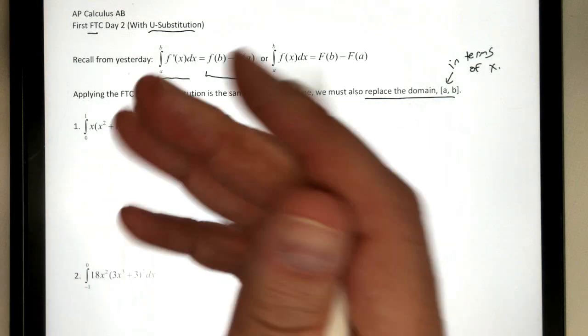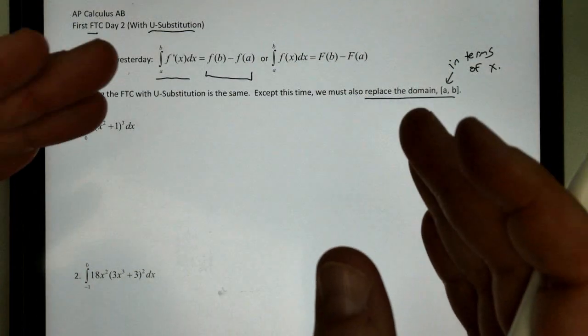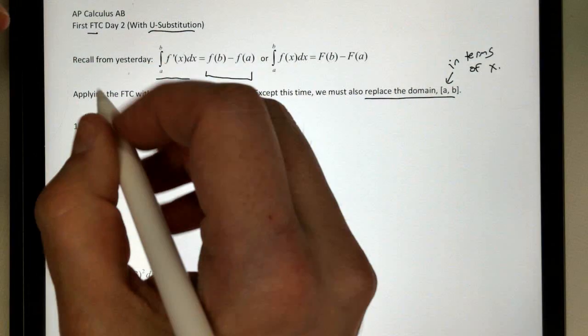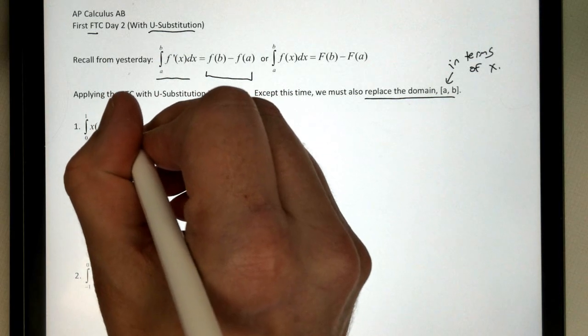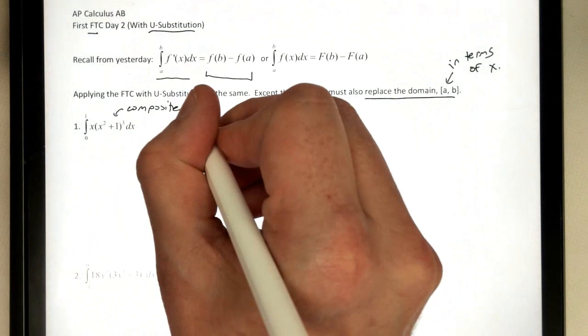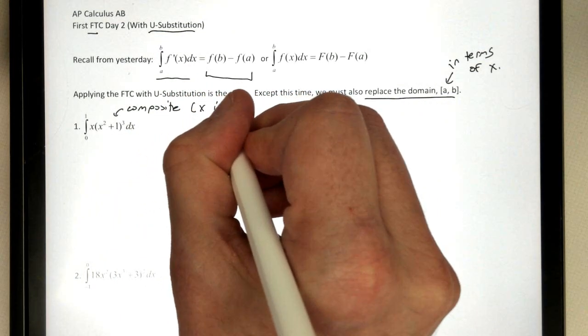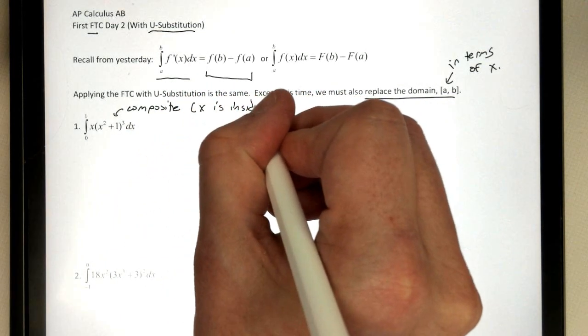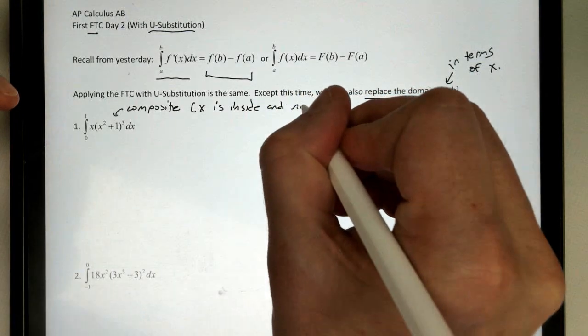So we're going to solve it the same way we did the other day. We're going to use our use substitution. And when we talked about those, we mentioned the idea that this is a composite function. I know it's a composite function because x is inside of something and it's not alone.